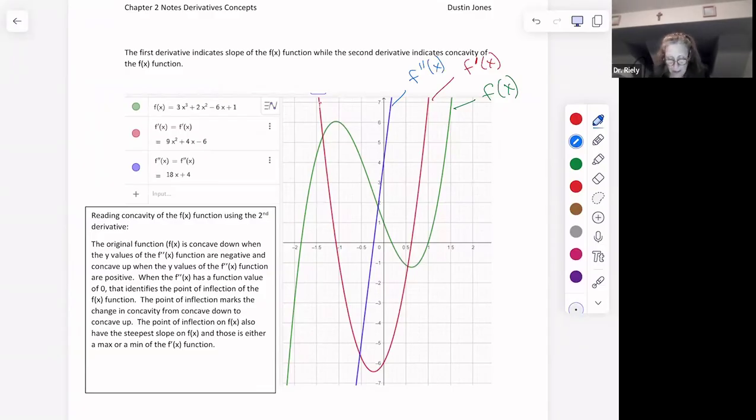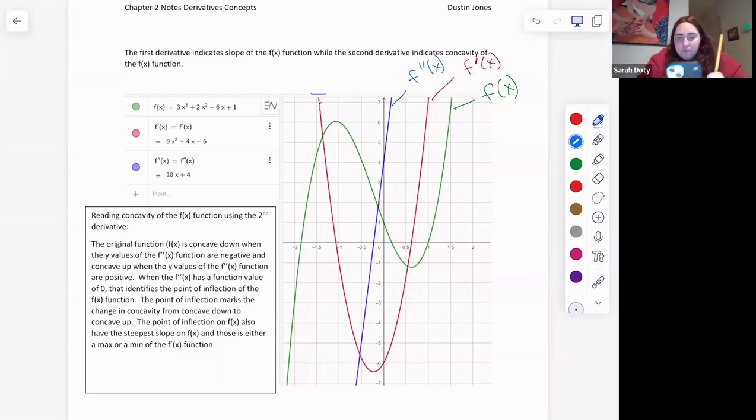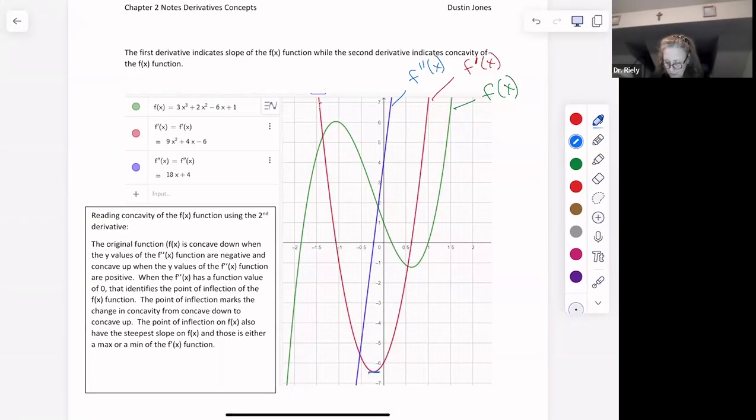Okay, then they talk about concavity. So let's first analyze this a little bit. I did the original function and the first derivative. Does the second derivative make sense to you? Does that second derivative, is that okay? Yeah. This is your min, right?